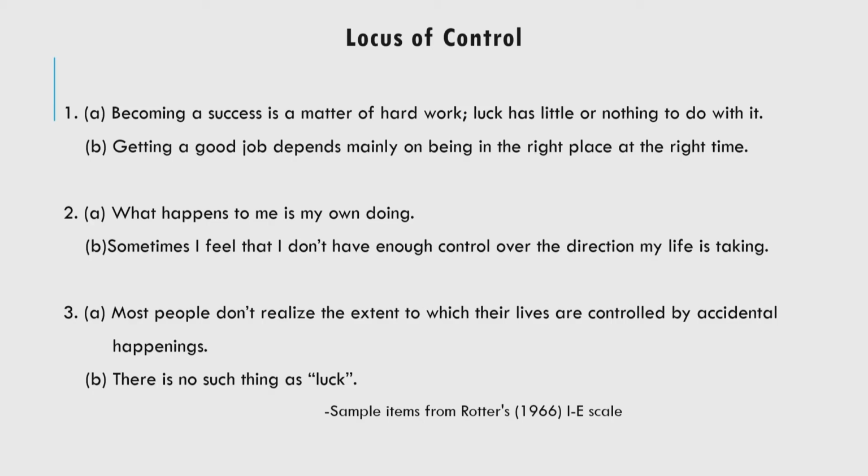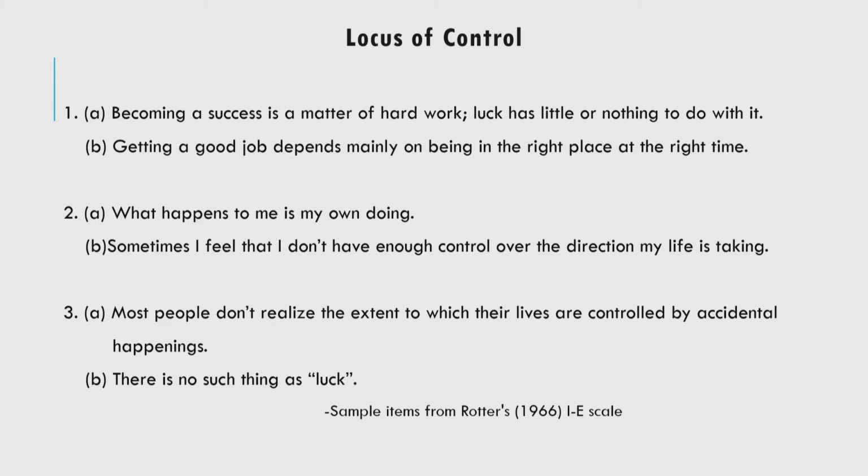Second, A, what happens to me is my own doing. B, sometimes I feel that I don't have enough control over the direction my life is taking. Again, these are 2 different statements. For some people one may be true, for some people the other may be true. Third, A, most people don't realize the extent to which their lives are controlled by accidental happenings. B, there is no such thing as luck.